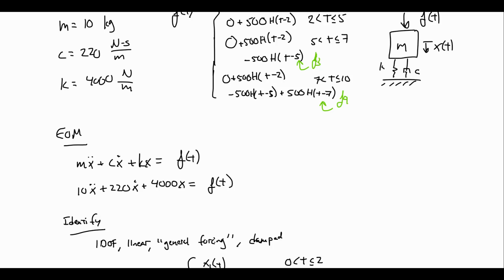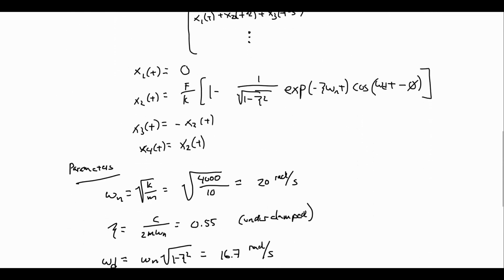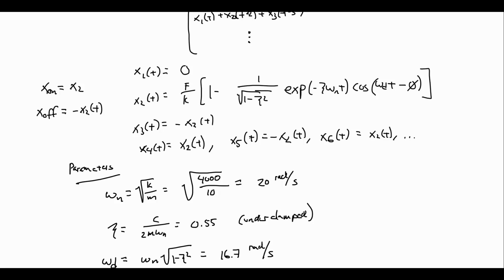And we can keep going with this, that then x5 is just going to be also a negative x2 of t, then x6 is going to be x2 of t positive, and etc. So really we only one time need to figure out this x2 equation, and that's just positive and negative of that as we go on. So what I'll actually end up naming this is I'll just say that x on is x2 and x off is negative x2 of t when I go and solve it a little bit later on.